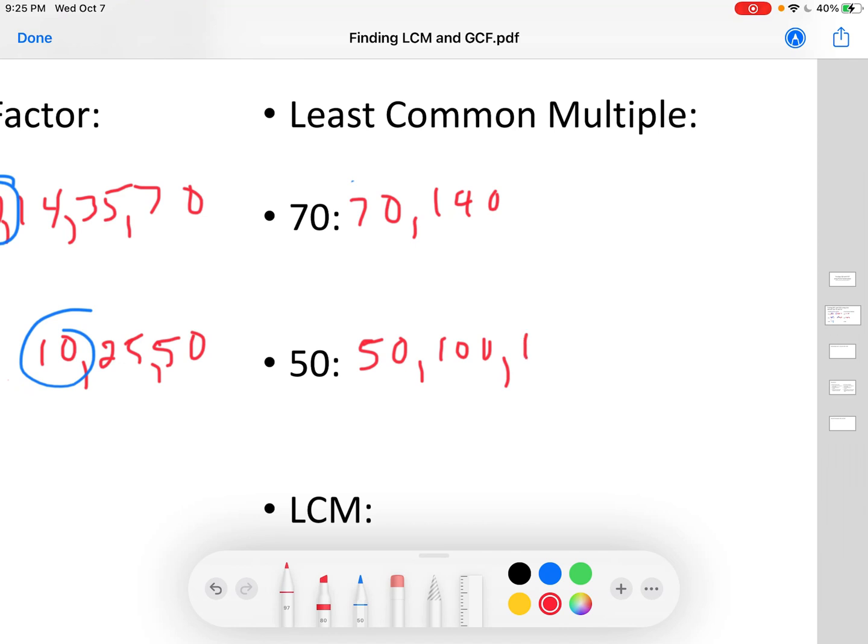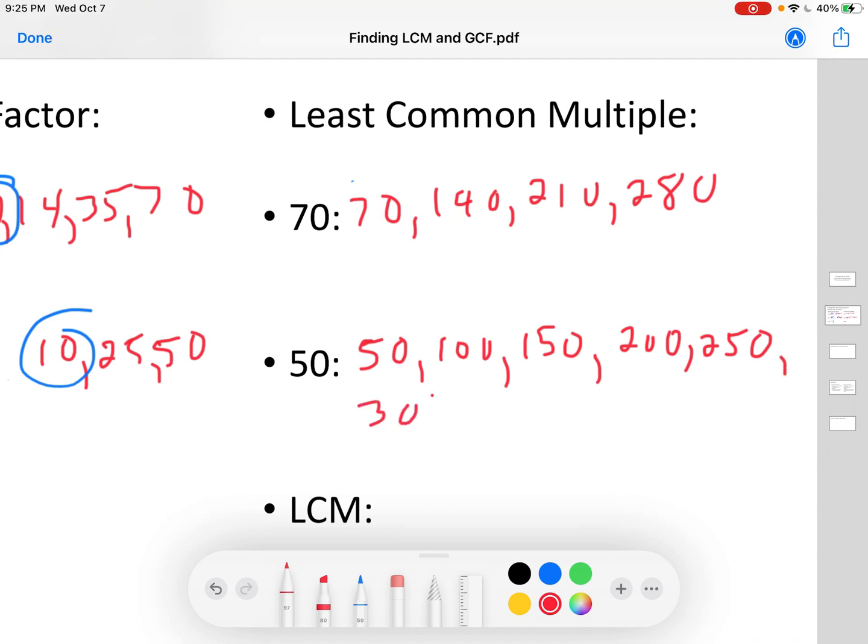Now I'll switch to the other one, 150. Make that a little cleaner for you. 150. 210. Now this is way behind, so 200. 250. Now that's ahead, so 280. This is ahead, so 300. Now we'll go to the other one, 350. Now that's ahead, so I'll go over here, 350, and we found it.